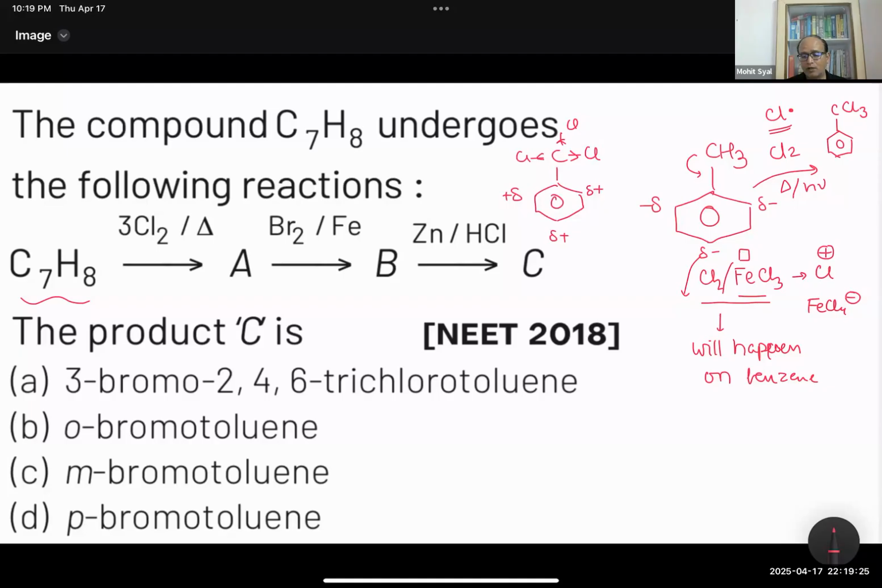Got it? So now the electrophile, whatever you are taking, is going to get attached to the meta position, because plus is not going to get attached to plus, but plus is going to get attached to minus. Are you getting the point? So this has become up to this point. Is it clear, Jasmine?